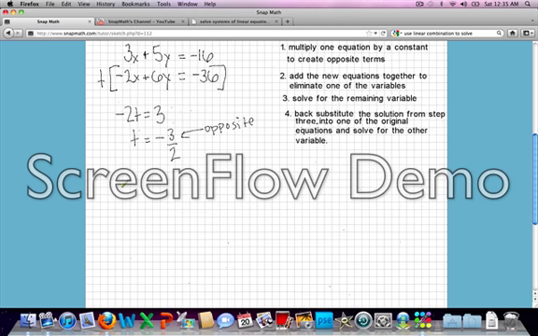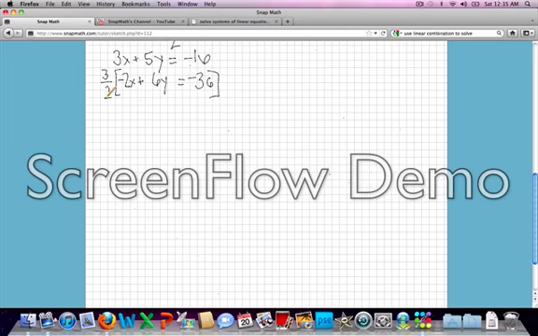So rewriting this down here, I have 3x plus 5y is equal to negative 16. And below it, I have t is equal to 3 halves, the opposite of negative 3 halves, times negative 2x plus 6y is equal to negative 36. I can then distribute this through this equation and simplify. So 3x plus 5y is equal to negative 16. And then this, of course, becomes the opposite of 3.